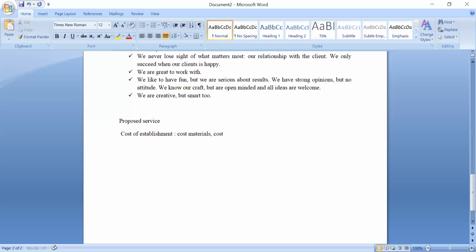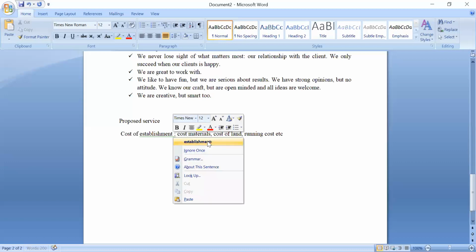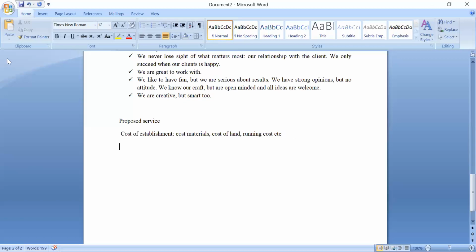cost of land, cost of, okay, let's say running cost. Okay, that running cost should have etc. Running cost should cover your salary and everything. Now you can bring this in a table. So we can say, okay, we can bring in a table in this format.